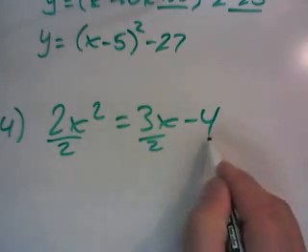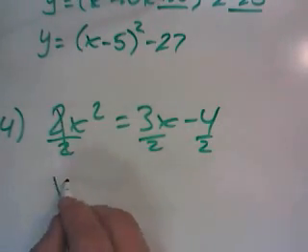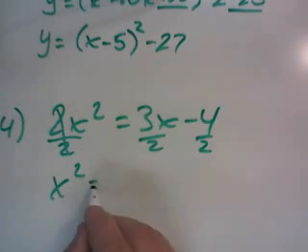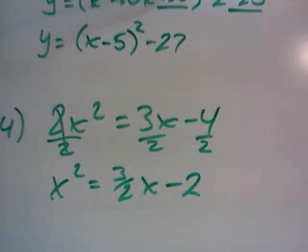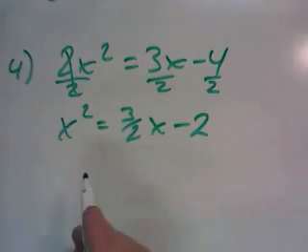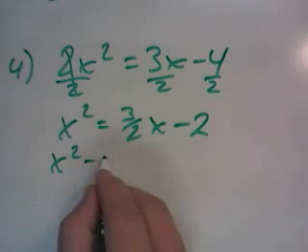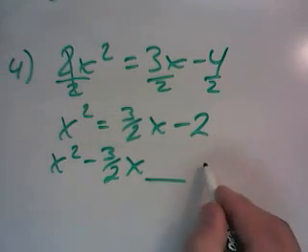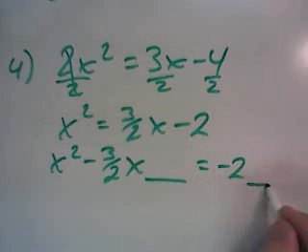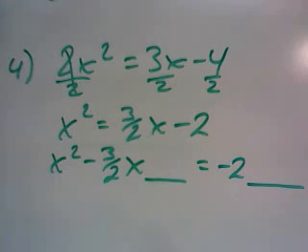So what I'm going to do is divide everything by 2. So I will have x squared equals 3 halves x minus 2. But then I want the x squared and the x on the same side of the equation. So I'm going to go x squared minus 3 halves x. I'm going to leave a space here. That equals negative 2, and I'm going to leave a space here, because I'm going to want to complete the square on this side of the equation.